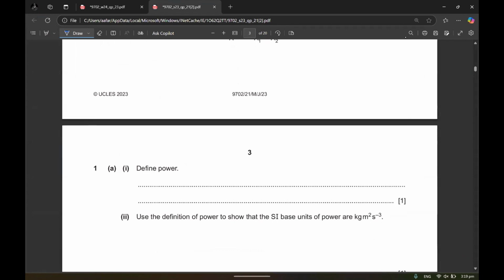So basically, you can always work out the definitions from the formula. P is equal to work done over time. So if anything is being divided by time, you can call it the rate of change. So you can say power is work done per unit time. That's basically what power is.